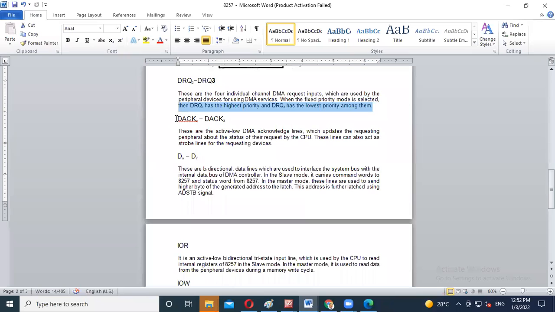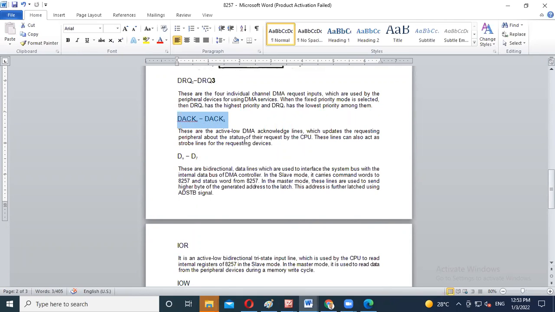Next, as per the 4 data requests, there are 4 data acknowledgements. These are the active low DMA acknowledgement lines.